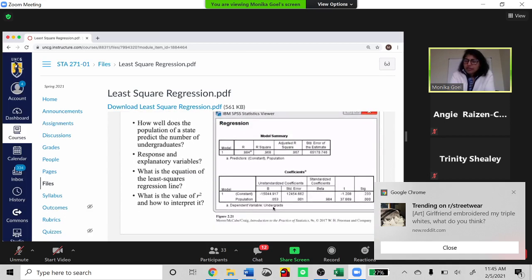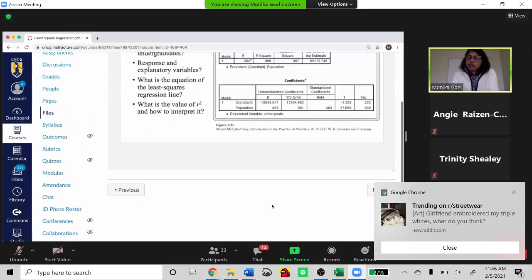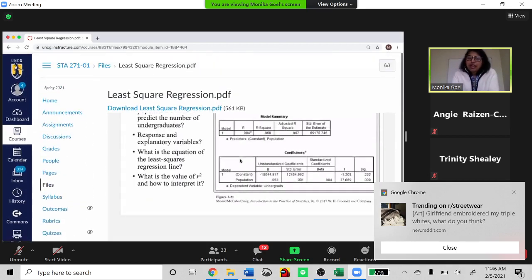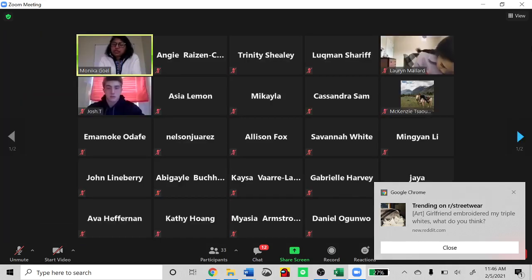And here is another example. You can see that the value of r squared is given, your constant. And if you have to make an equation, this is your constant, and this is your b1, and then b1 goes with your explanatory variable. Write that and make the equation. I want to make sure that you understand, because you will see that in your homework assignment.